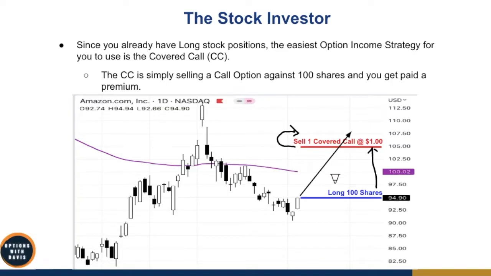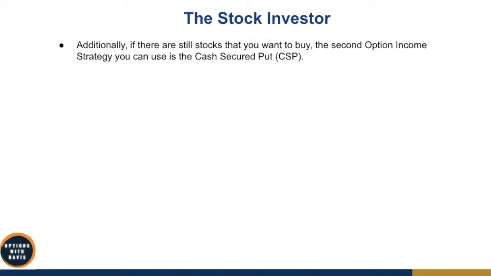But what you have to understand is that if the market goes up, you do have options. It's not necessary that your covered call will get your shares called away. So additionally, if there are still stocks that you want to buy because you are still building your stock portfolio, then the second option income strategy you can easily use is the cash secured put.